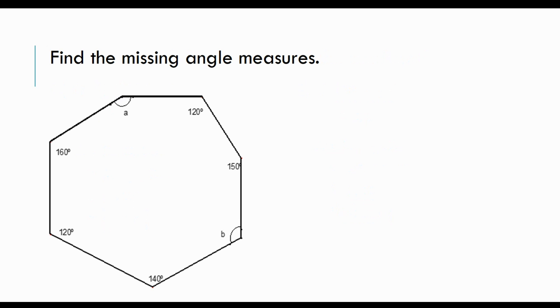Okay, so it says find the missing angle measures. Let's count up the number of angles that we have. If I start here at angle A, so we've got 1, and if I go clockwise, 1, 2, 3, 4, 5, 6, 7. So that looks like there are 7 angles. Remember, if there are 7 angles, that means there are 7 sides. And so vocab-wise, this is a heptagon. All right, so we're dealing with a heptagon.